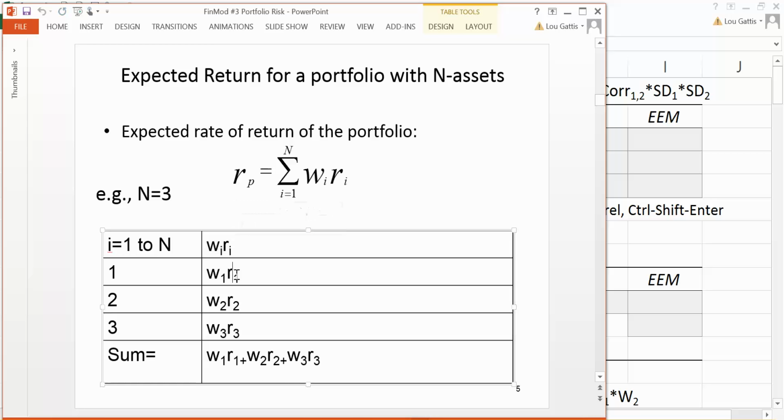Type in w_i r_i. So we have w1 and r1. Set i equal to 2. Compute w2 r2. And then set i equal to 3. So the way this sum function works is you set i equal to 1 through the number of assets, plug in the i, 1, 2, 3, and then sum up the three numbers.